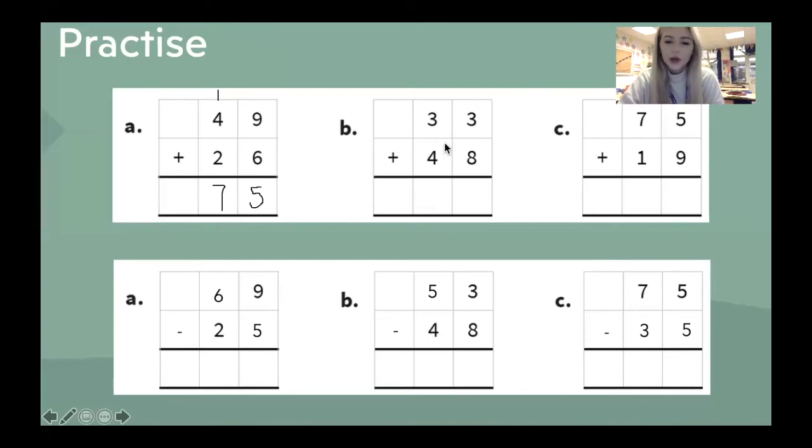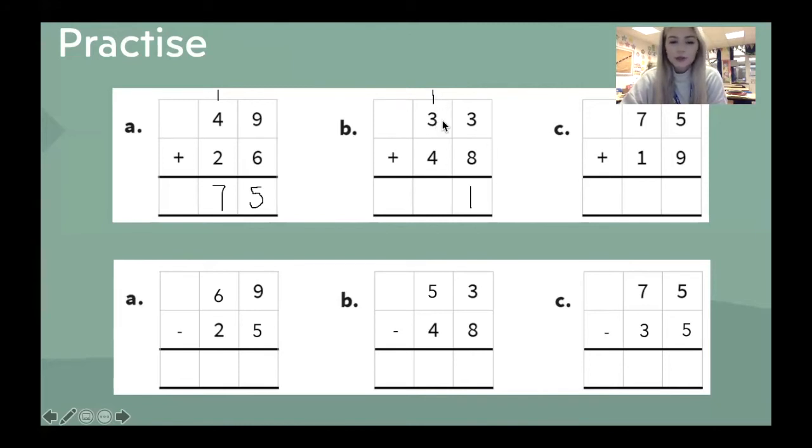For the next question, we're doing 33 plus 48. I'm going to start in the ones column. 3 plus 8 we know equals 11. Obviously 11 can't go into our ones column here. It's a 2-digit number. We're only allowed to put 1 digit here. So I'm going to put the ones from that number here and the tens from the number 11 into the tens column.